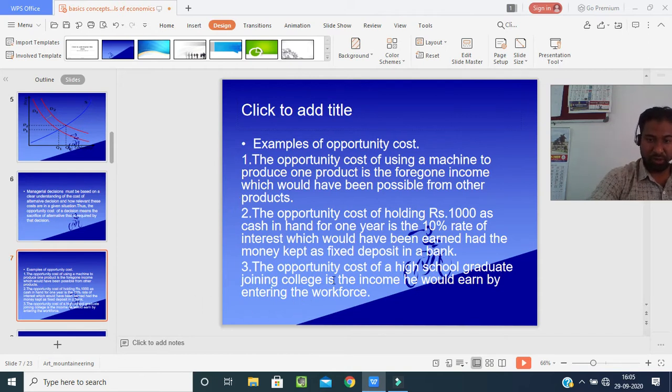Another one: the opportunity cost of a high school graduate joining college is the income he would earn by entering the workforce. That means a person who has completed just schooling, how much he can earn, and a person who has completed graduation or post graduation, how much they can earn. It depends on the knowledge he is getting and the opportunities in the market in future. So these are examples of opportunity cost.